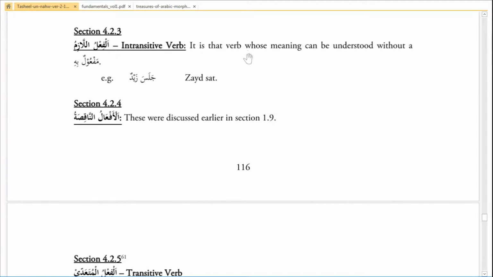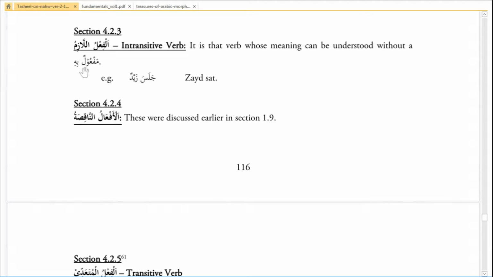It is a verb whose meaning can be understood without a مفعول. مفعول به is just a regular مفعول, and there are different kinds of مفعول, inshallah, that we will study later. So مفعول به is a regular مفعول. So what is فعل لازم?